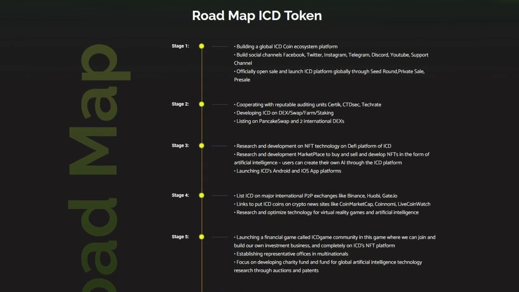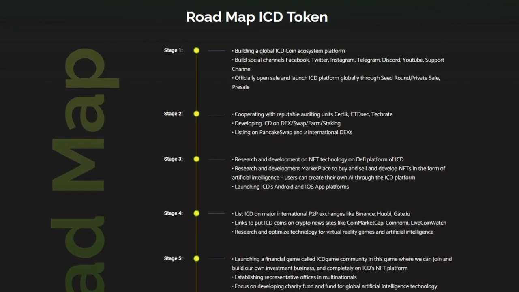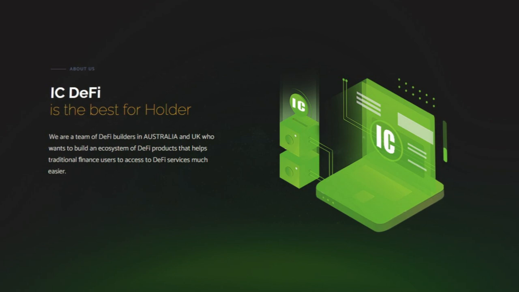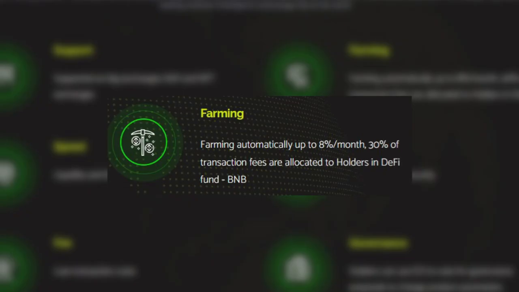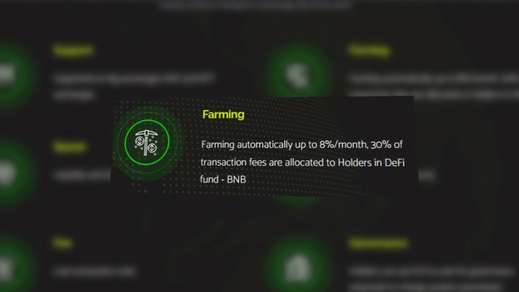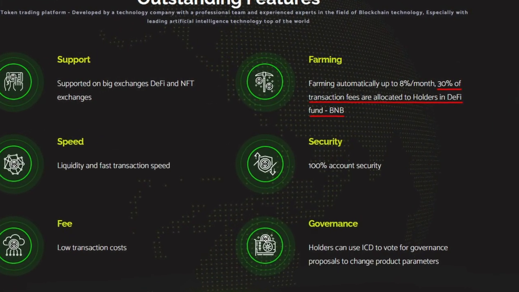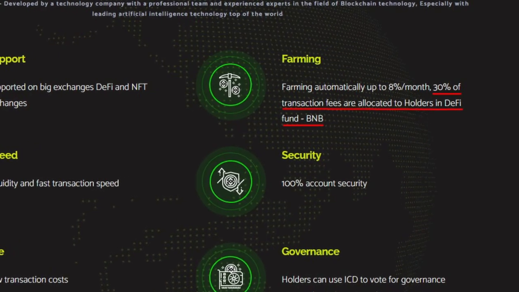Holders can use ICD to vote on management proposals to change project parameters. All of this is backed up by a professional support team that operates on the major DeFi and NFT exchanges. Don't forget about the possibility of farming. IcDefi allows you to provide automatic farming up to 8% per month. At the same time, 30% of the transaction fee is distributed among the holders in the DeFi-BNB fund.